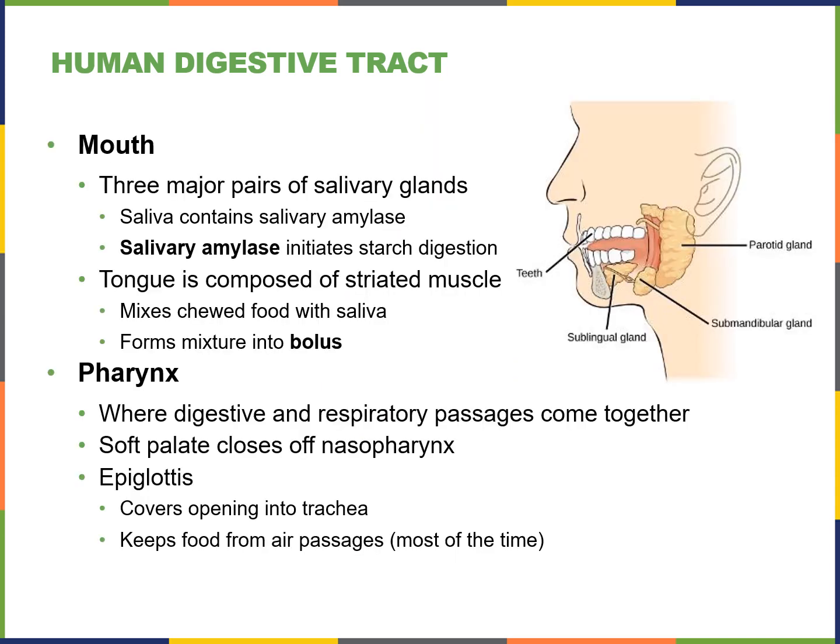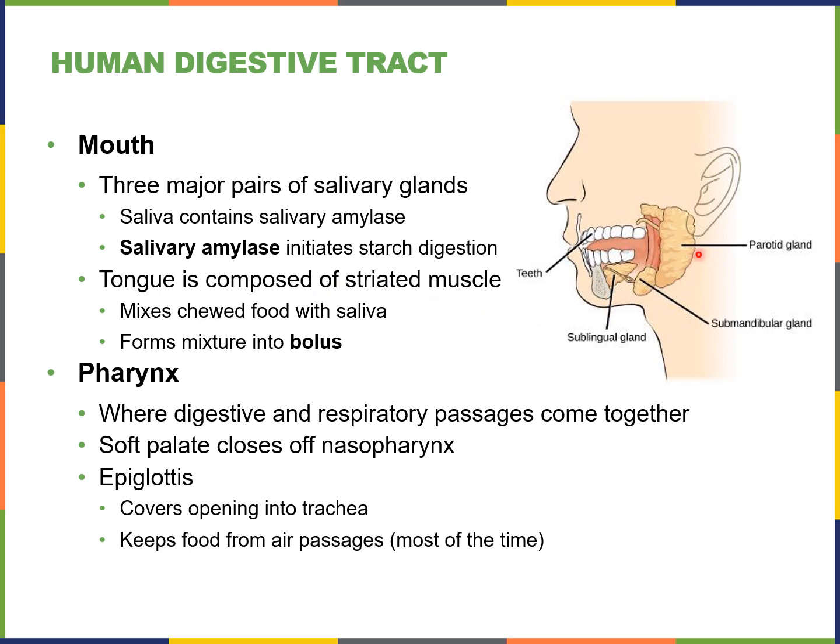Okay, so starting with the very first part, the ingestion with the mouth, we do have 3 major pairs of salivary glands, and I just heard actually that we produce about 4 soda cans of spit every day, or I think it's about 1.5 liters. So that's a lot. That's a lot of saliva.